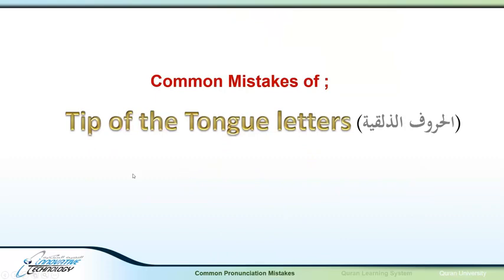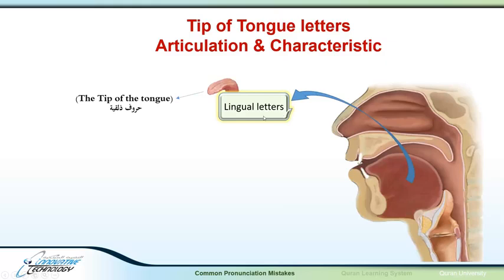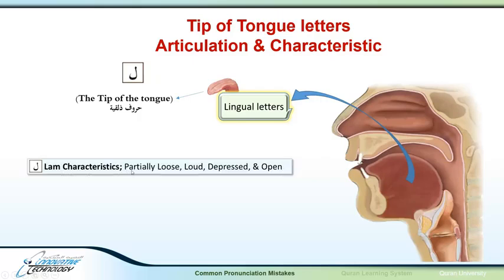Arradtum. We'll proceed now with the common mistakes of the tip of the tongue letters, al-huruf al-dhalqiyya. Those letters are actually a group of the lingual letters, and they are articulated between the tip of the tongue and the nearby area. First is L, lam. The lam is characterized by being partially loose, loud, depressed, and open.